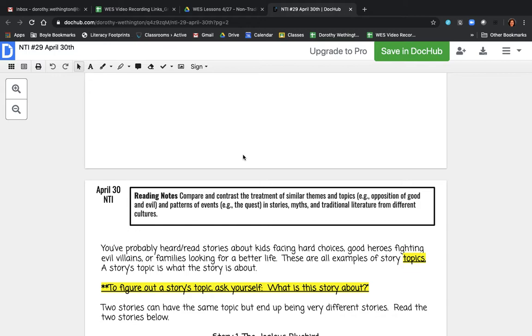Reading notes. Compare and contrast the treatment of similar themes and topics. Example, opposition of good and evil, and patterns of events. Example, the quest. In stories, myths, and traditional literature from different cultures.